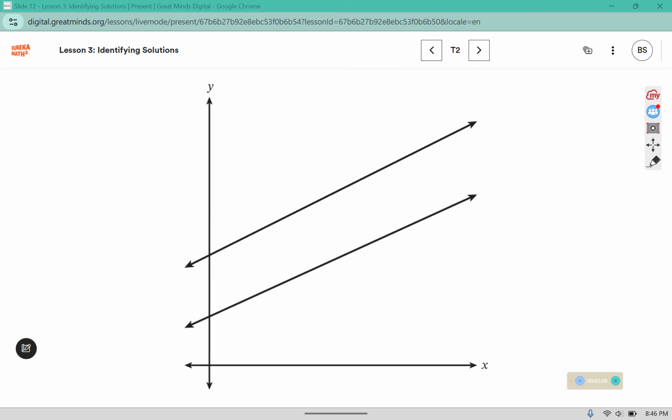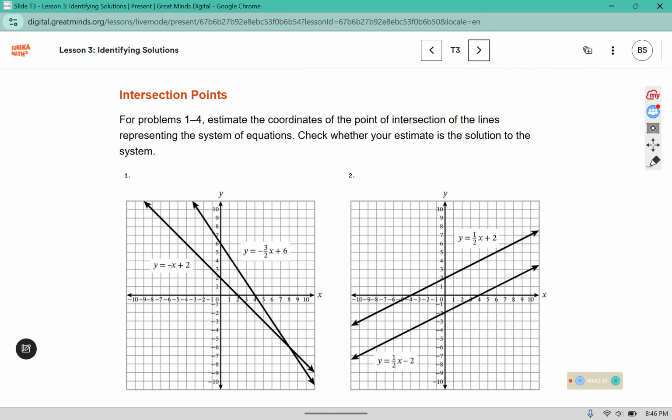Yesterday, or in the previous lesson, we were talking about systems of equations, and we were looking for solutions to a system. Those occurred where those points intersected, but we don't see the intersection point here. And we also don't have any numbers on our y or x-axis to help us identify the equations of these lines. For problems 1 through 4, we are going to estimate the coordinates of the points of intersection of the lines, representing the system of equations. And then we are also going to check whether our estimate is the solution to the system.